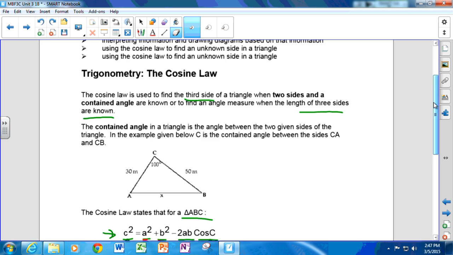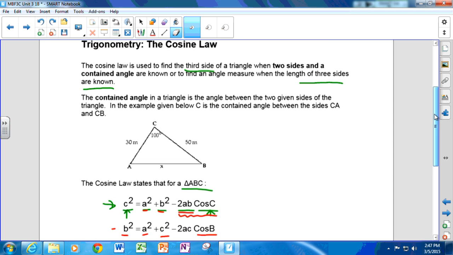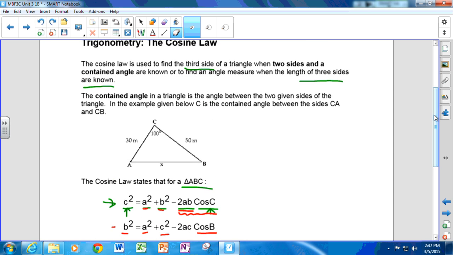One of the more powerful things is that if we know two sides and an angle, we can find the missing side. That really is very powerful. If we know three sides, we can find any one angle in a triangle. And once we've done that, we've got things going, because once we have one angle, then the law of sines comes back into play, right?